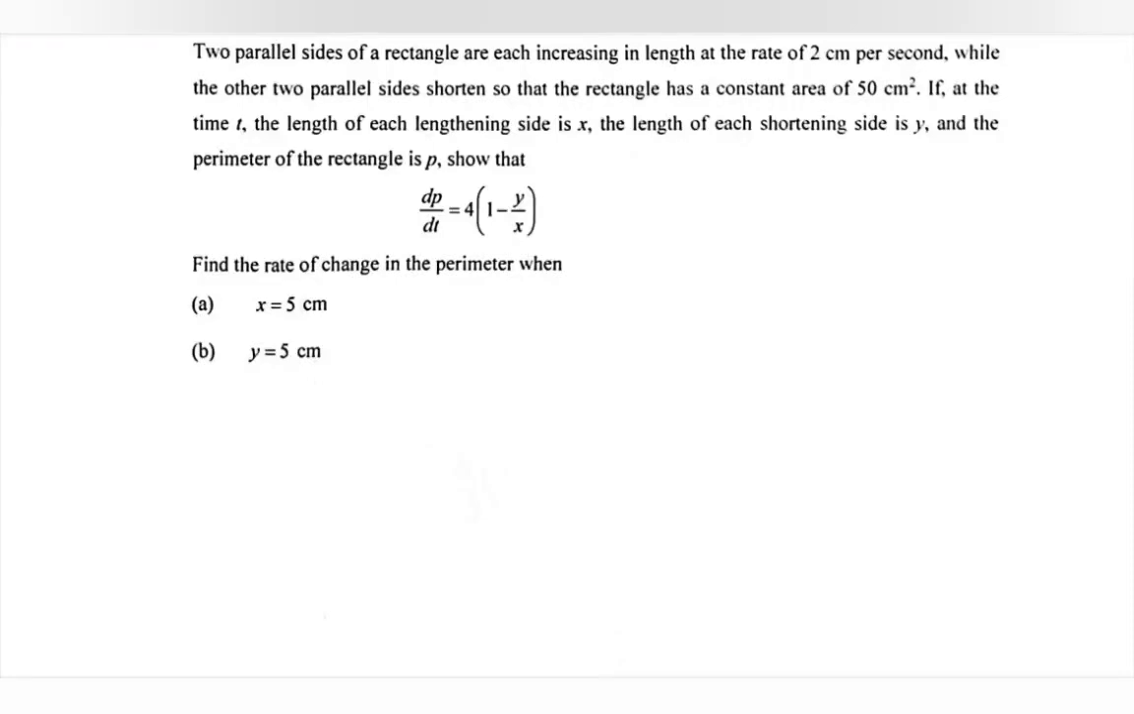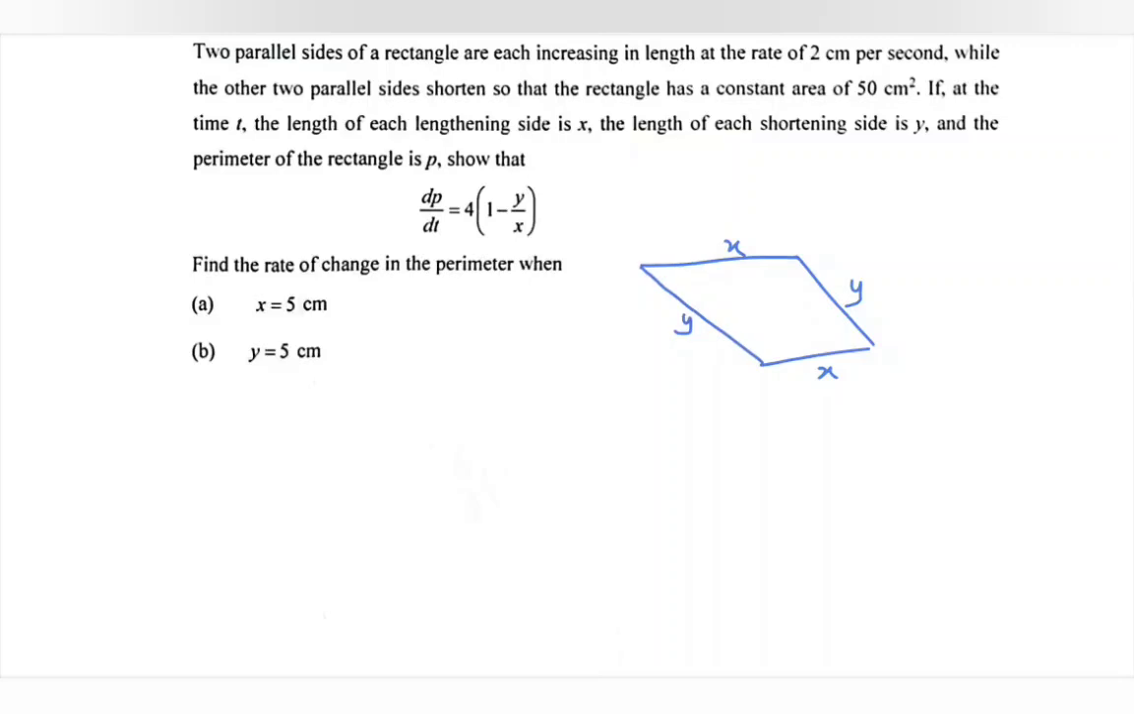Hello everyone, in this video I'm going to discuss the example for rate of change. Two parallel sides of a rectangle. So we have the rectangle, and we have, let's say, here y, here x, and here x, and here y. Each is increasing in length at the rate of 2 cm per second, while the other two parallel sides shorten so that the rectangle has a constant area of 50 cm squared.